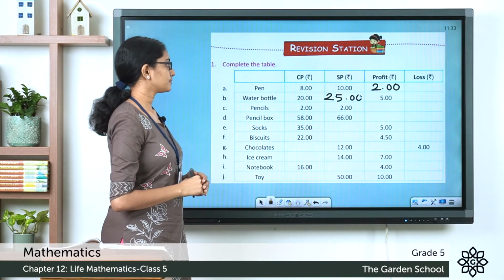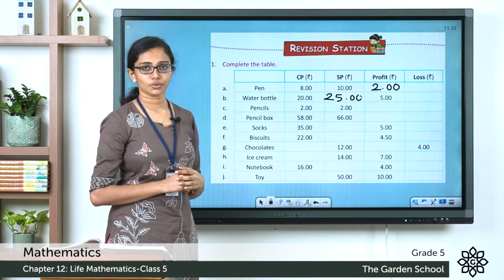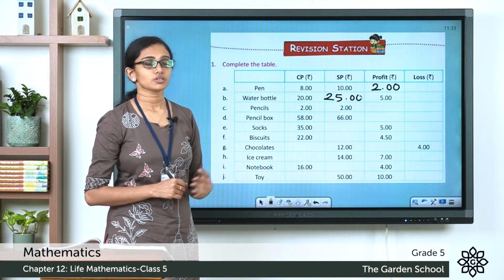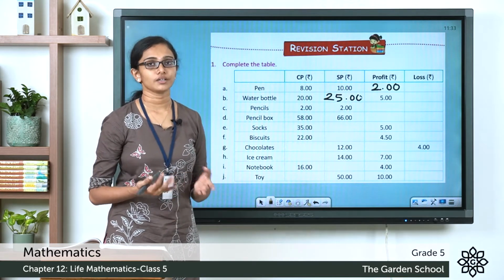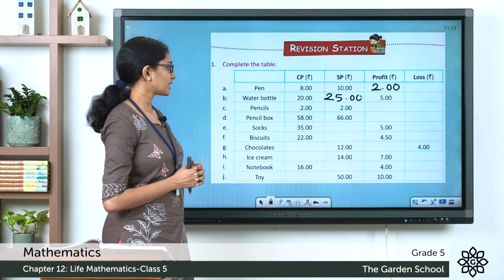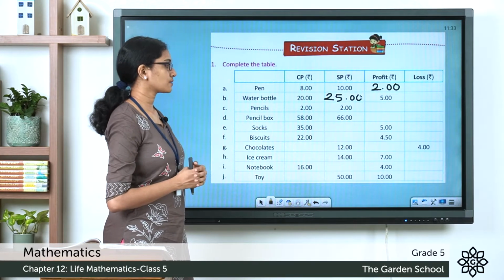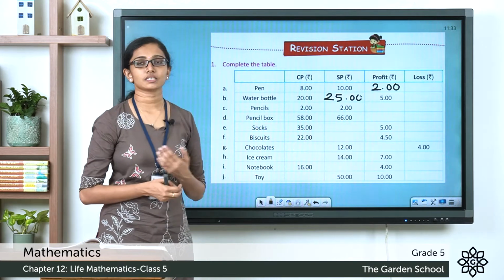Now the third one, pencils. The cost price is 2 rupees and the selling price is also 2 rupees. So the cost price and the selling price are the same. Is there a profit? No. Is there a loss? No. So let's see the next one, pencil box. The cost price is 58 and the selling price is equal to rupees 66.